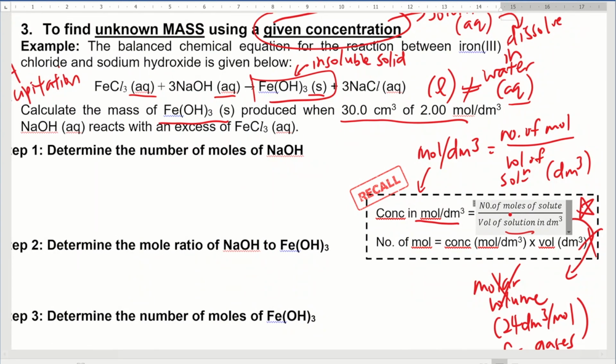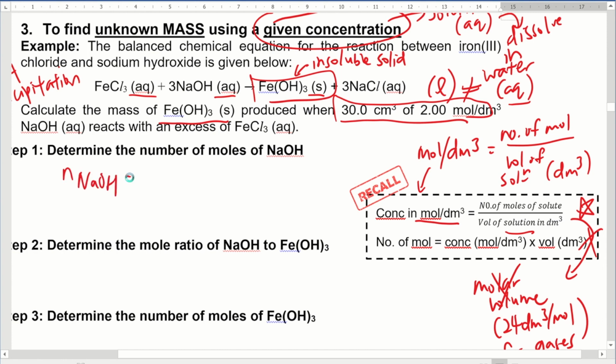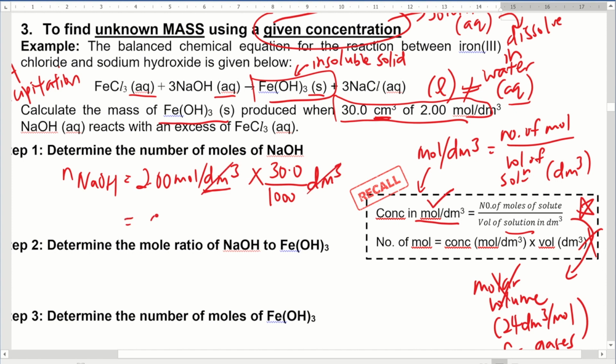So determine the number of moles of sodium hydroxide. You are given this concentration, you are given this volume. So you use this equation. Concentration is 2.00 mole per dm³. So number of moles of NaOH equals 2.00 mole per dm³, this is the concentration, multiplied by the volume. They tell you, you are given 30 cm³, and this unit is in dm³. So I must convert it into dm³. So multiply 30.0 divided by 1000. This is my dm³. These two together will form 0.06 mole. So the number of moles of sodium hydroxide is 0.06.